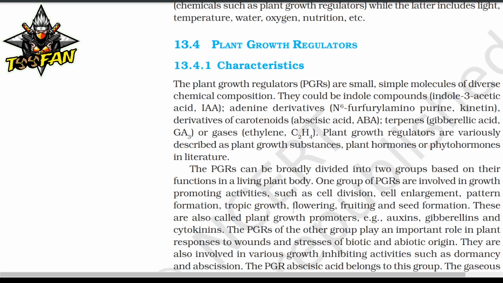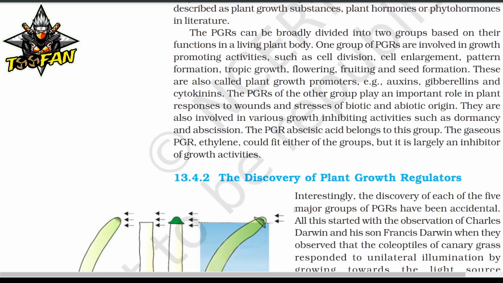The PGRs, plant growth regulators, can be broadly divided into two groups based on their functions in a living plant body. One group of plant PGRs are involved in growth promoting activities such as cell division, cell enlargement, pattern formation, tropic growth, flowering, fruiting and seed formation. These are also called the plant growth promoters. Examples: auxins, gibberellins and cytokinins.